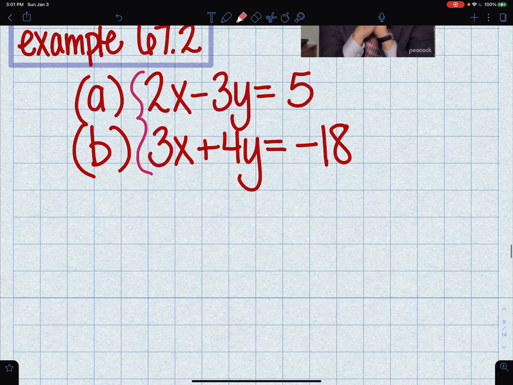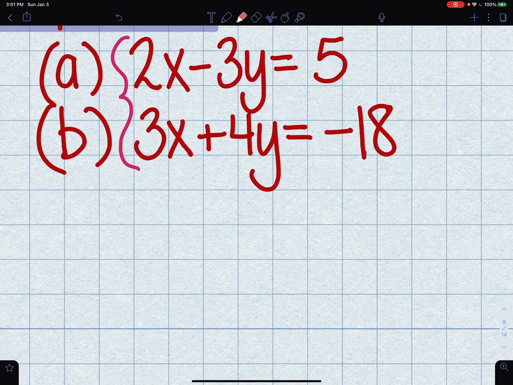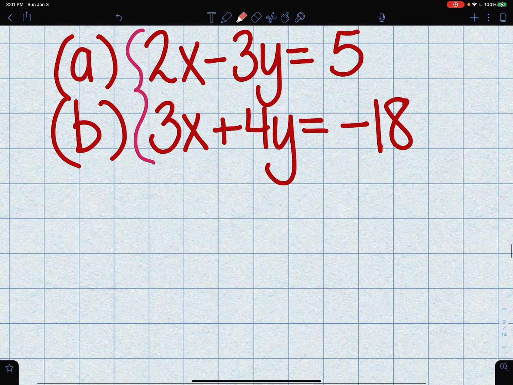Okay, 67.2. We're going to solve by using the elimination method. So these are the 2 equations. And the first thing I'm going to do is scan across them and figure out what I can eliminate. Now, you will notice this if you're smart, Zach, which you are, there's probably a million different ways, an infinite number of ways to solve this.